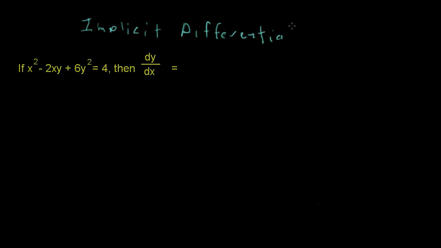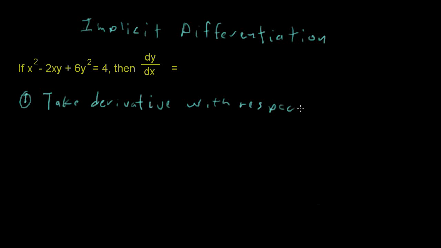All right, so what is the first step in doing implicit differentiation? Step number 1 is to take the derivative with respect to x and then simplify. So take the derivative with respect to x and then simplify. Okay, well, let's begin to do that.